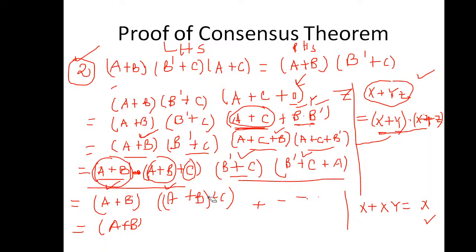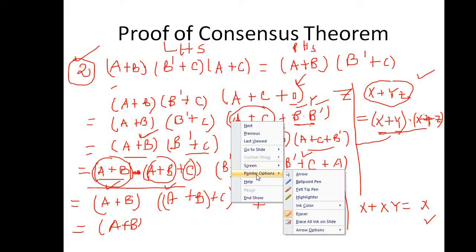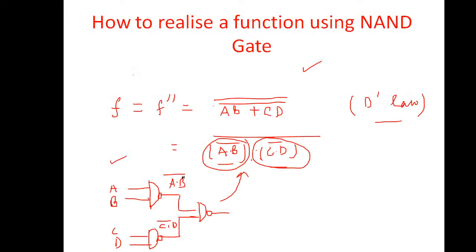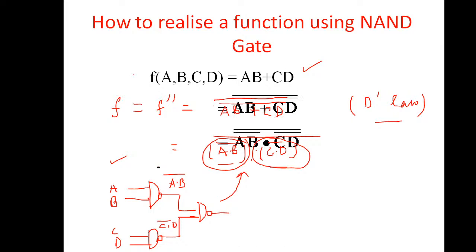Similarly, if you take the second and the fourth term, you will be getting b bar plus c. I hope it is understandable. If you still have doubt, you can tell me personally. Hopefully this is the thing that we have done.